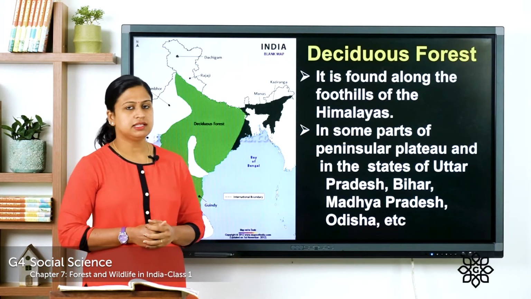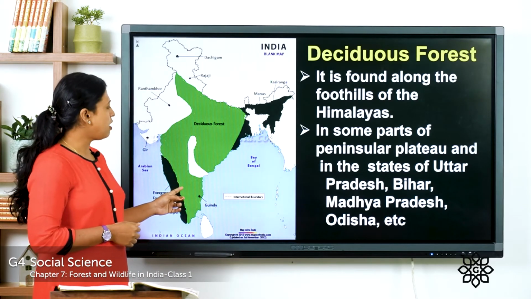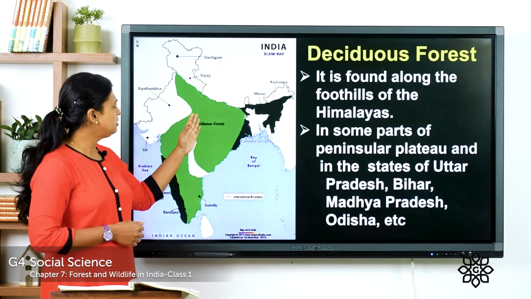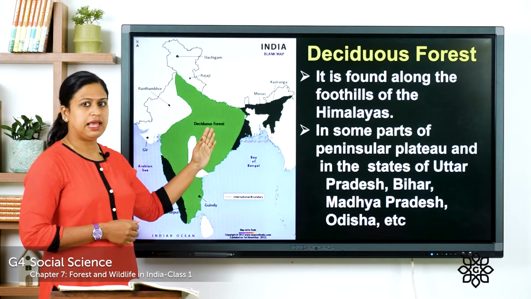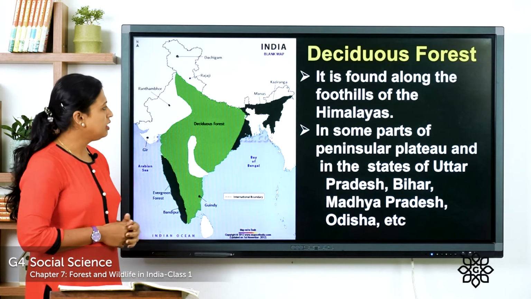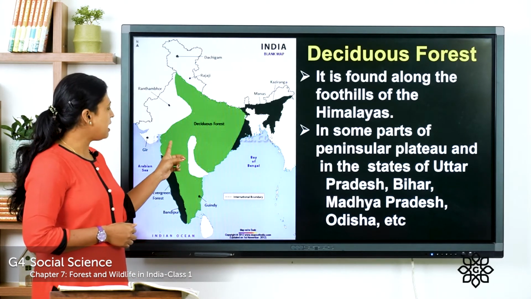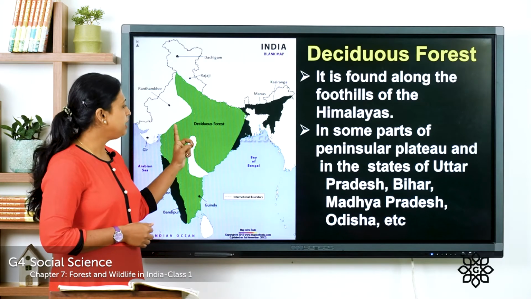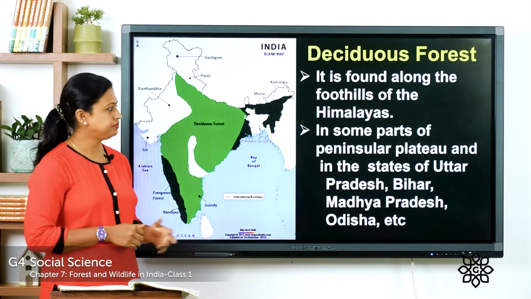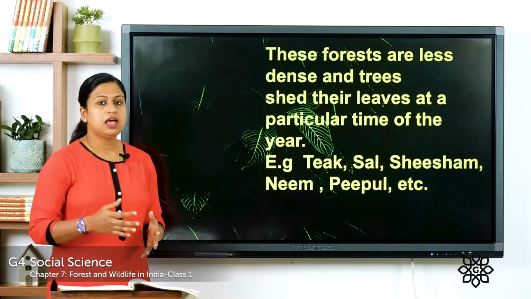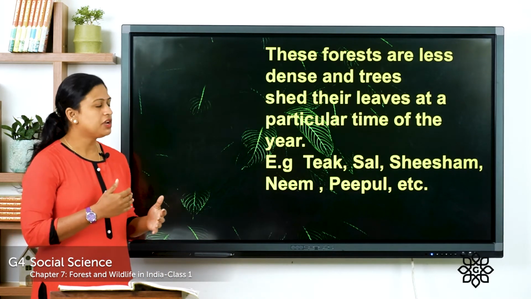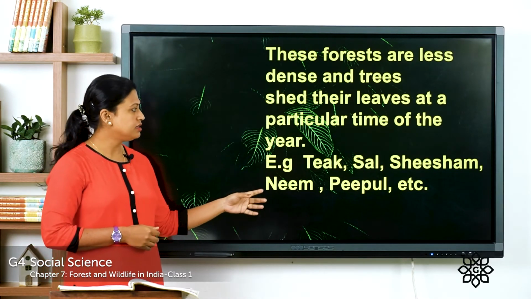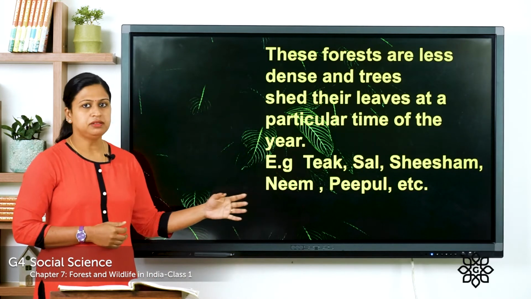Next type of forest is Deciduous Forest. It is found along the foothills of Himalayas. The area marked in light green color is the Deciduous Forest. Then it is found in some parts of the peninsular plateau and in the states of Uttar Pradesh, Bihar, Madhya Pradesh and Odisha. These forests are less dense and trees shed their leaves at a particular time of the year. Some of the examples are teak, sal, neem, peepal and so on.